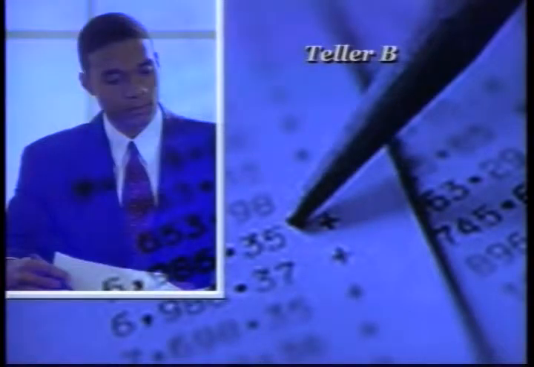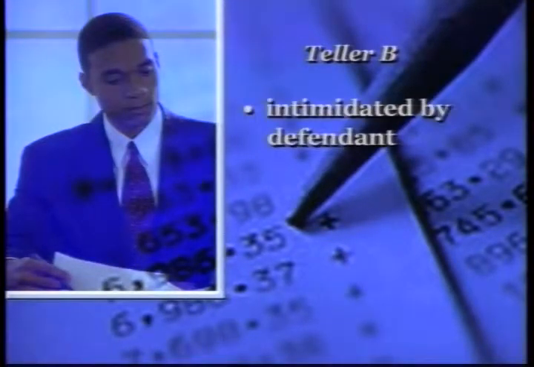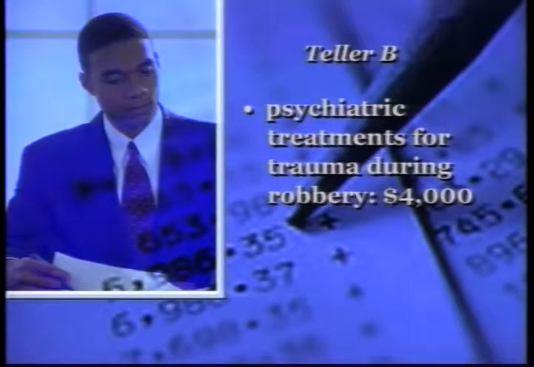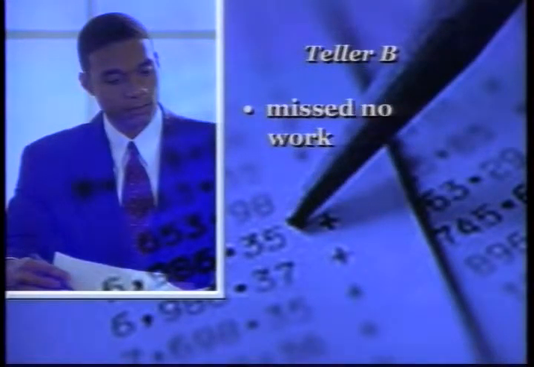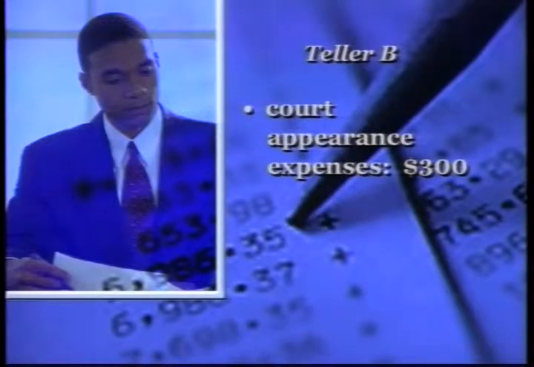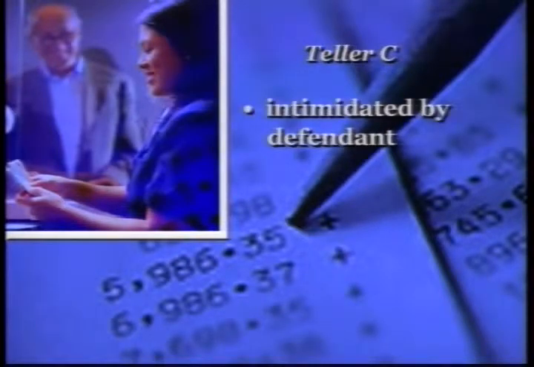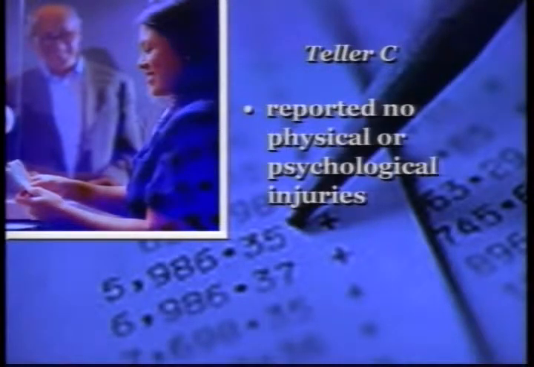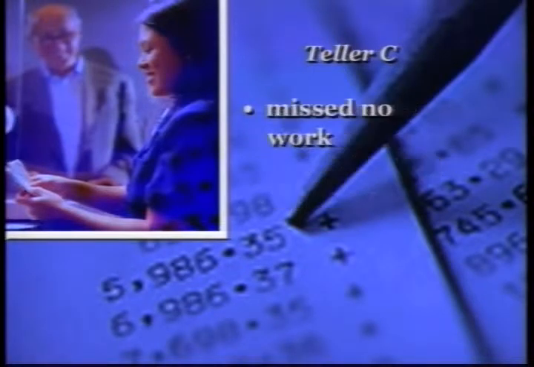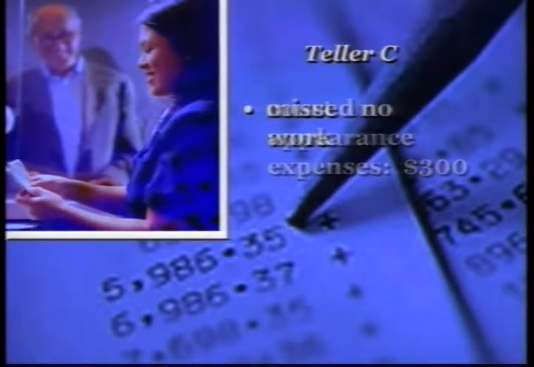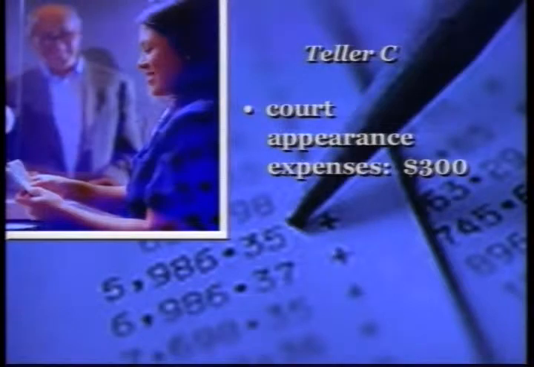The second bank employee, Teller B, was intimidated by D as D ordered him to open the teller drawer. As a result of the psychological trauma, Teller B required $4,000 in psychiatric treatments. He missed no work, but like Teller A, spent $300 for court appearances. D ordered the third bank employee, Teller C, to lay face down on the floor, yet she reported no physical or psychological injuries and did not miss any work, and she too spent $300 for related court appearances.